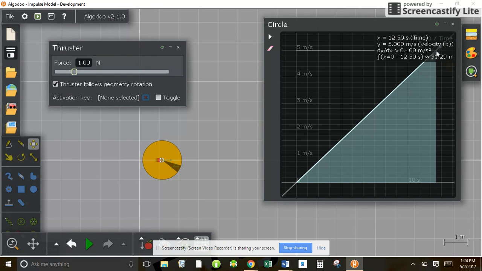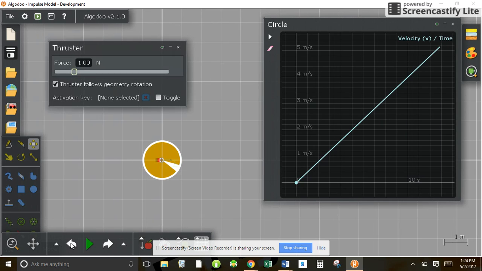It took 12.5 seconds to get to 5 meters per second from rest. So our change in velocity is 5 meters per second. And our total time that it took was 12.5 seconds. We're now going to reset and do our next data point. Our next data point is, let's double that force to 2.